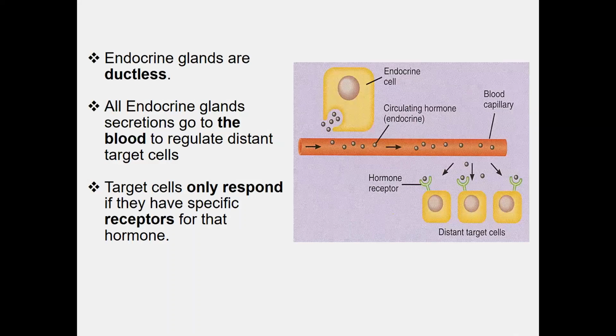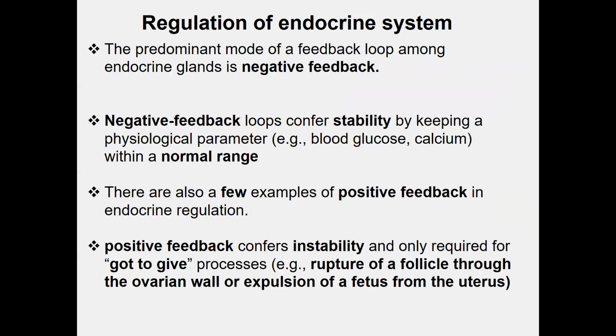Now, the endocrine glands: why do we call them endocrine? These glands are ductless, so they secrete the hormones directly into the blood, and the blood will transport these hormones to distant target cells. Now, these target cells can't respond to the hormone unless they have specialized receptors for that hormone.